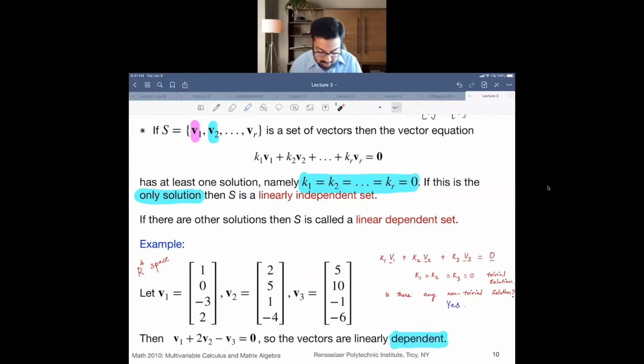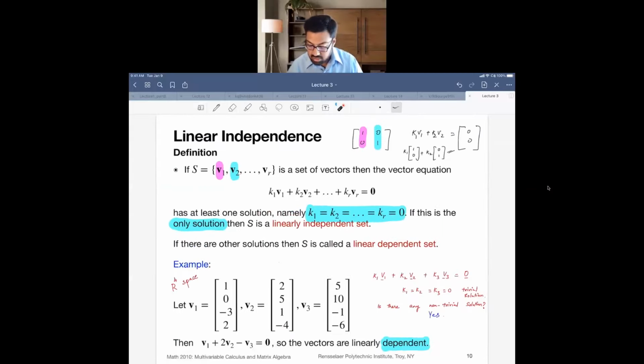You guys see that? So you can say v1 is dependent on v2 and v3. v2 is dependent on v1 and v3. v3 is dependent on v1 and v2 in this case. So all of them are dependent on the others. So this would be a linearly dependent set. If it has to be linearly independent, then you can only have one solution to this linear combination vector equation, which is the trivial solution. That's the only way you can call it a linearly independent set, like we did for columns in an identity matrix.